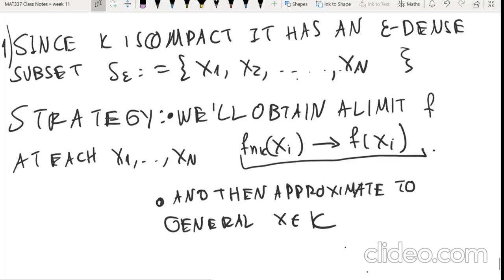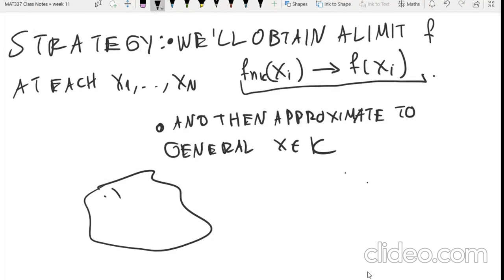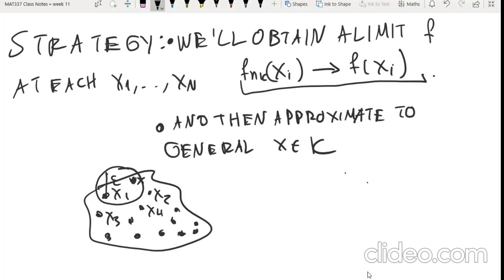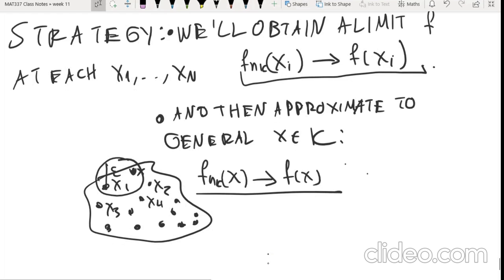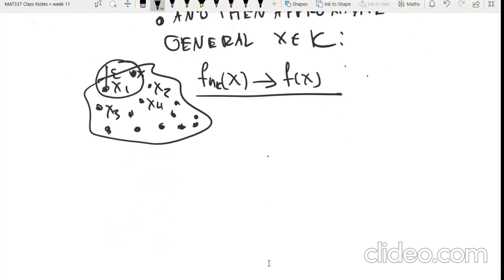Okay, so let me draw a quick picture. So this is K, and these are the dense guys, right? And then you obtain the limit in each one of them. That's step one. And then if I give you an arbitrary x, then we will approximate it. So this x will fall in one of these balls, and we will approximate to get the general f_{n_k}(x) going to f(x). So that's the strategy. All right, let's start. Is that okay with everyone?